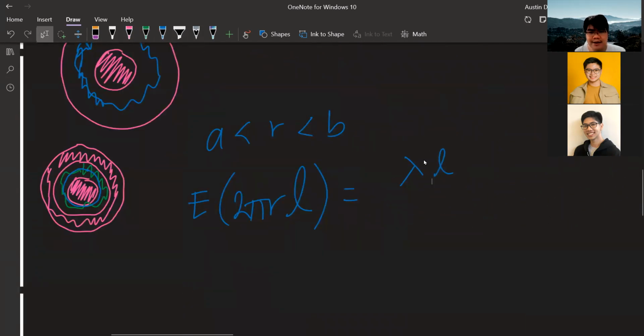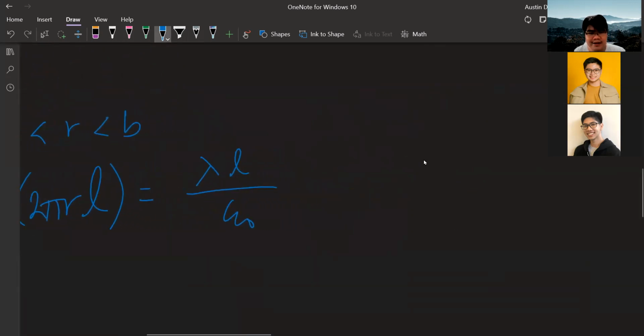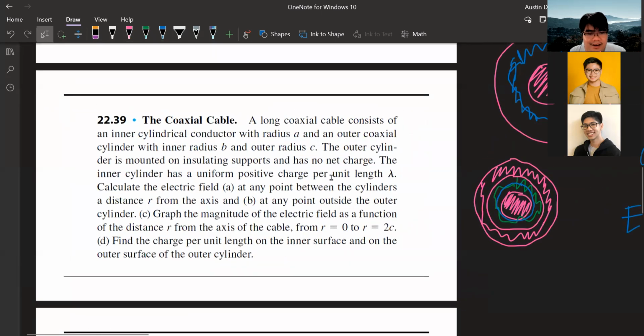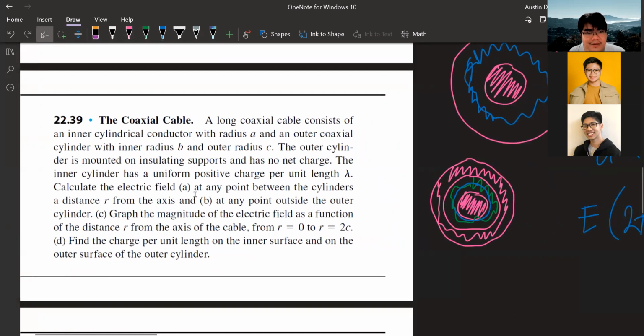Therefore, this is lambda L over epsilon naught. Then, E must be lambda over 2 pi epsilon naught r. Sinolve natin kanina. Magka-cancel lang yung L. Then, yung direction would be r hat. Simple as that. Sayang, di kayo nagsagot ng plus prob sets niyo.